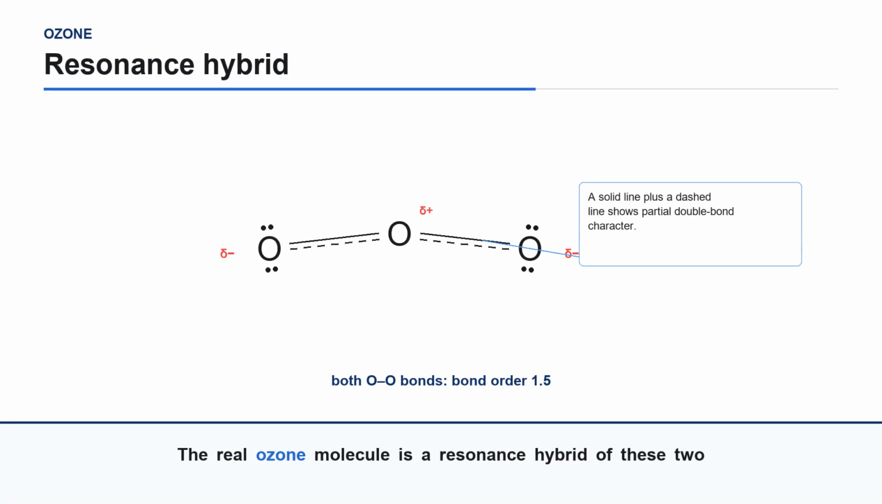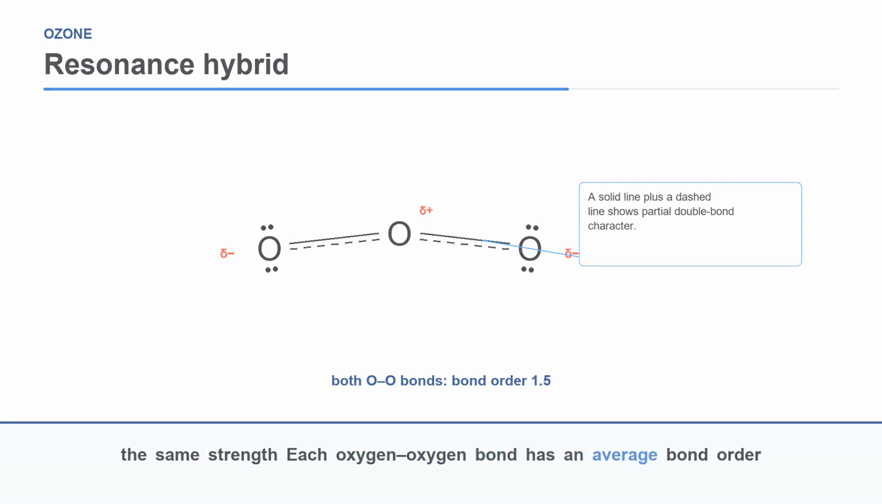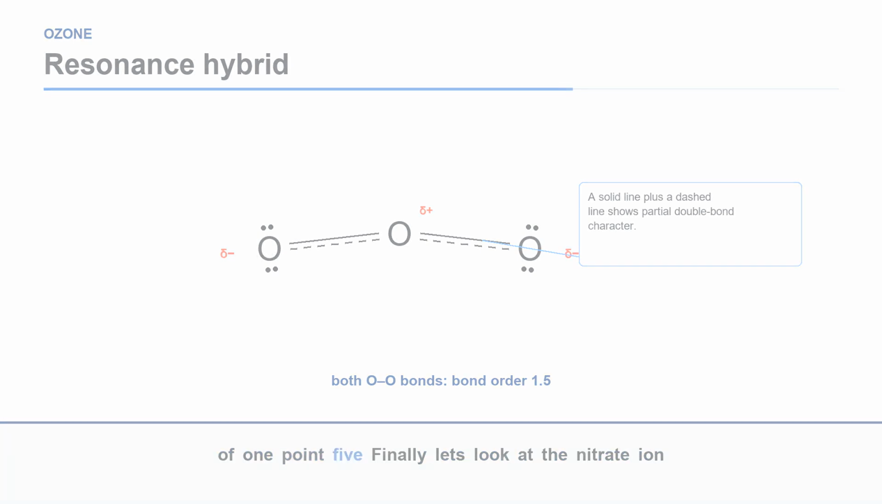The real ozone molecule is a resonance hybrid of these 2 structures. The pi electrons are delocalized across both oxygen bonds. As a result, both oxygen-oxygen bonds have the same length and the same strength. Each oxygen-oxygen bond has an average bond order of 1.5.